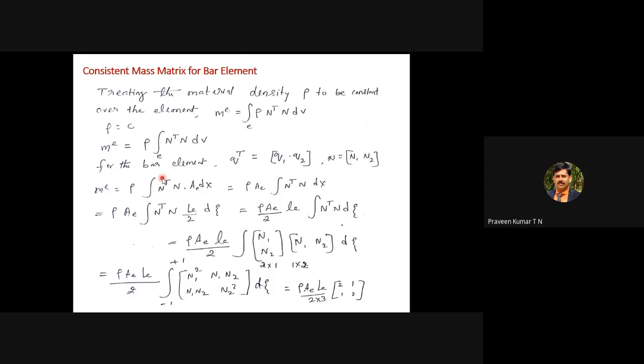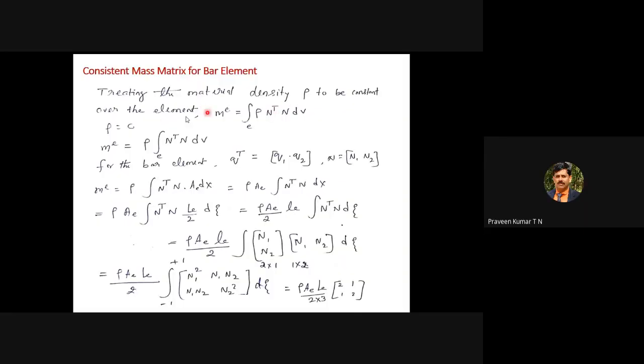Now, treating the material density rho to be constant over the element, you are assuming that the material is homogeneous. When the material is homogeneous, the density is also uniform. Whenever we go for casting, we try to have a homogeneous material with almost the same density. If there are some porosities or holes, the density will change. But as a first step, we are assuming that the density remains constant throughout the material.